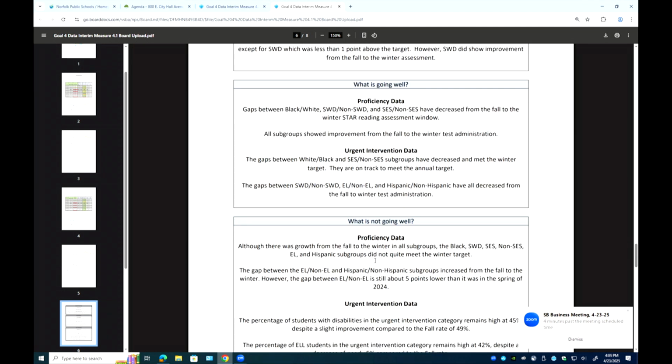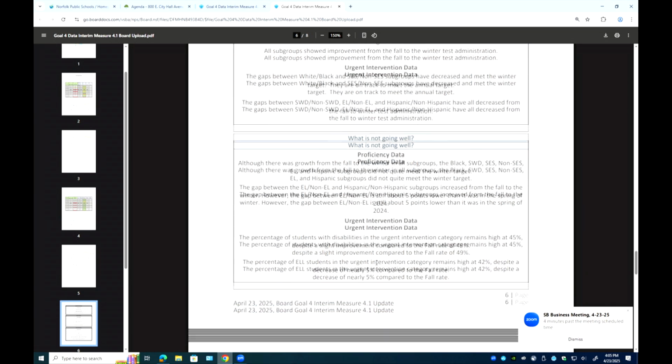Gaps between the SWD and non-SWD, EL and non-EL, and Hispanic and non-Hispanic have all decreased from the fall to winter test administration. We just didn't quite make the target that was set. But we did see correct movement in those areas.